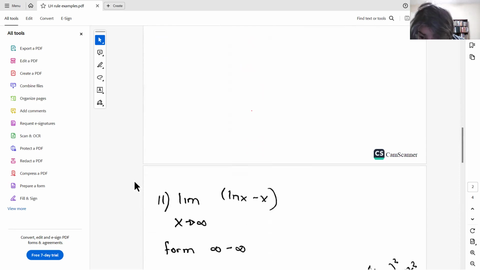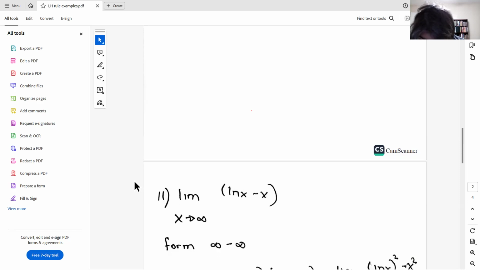The next two problems are from the homework section, R5. And these are two questions that I got more than once. One is number 11, the limit as x approaches infinity of ln x minus x.